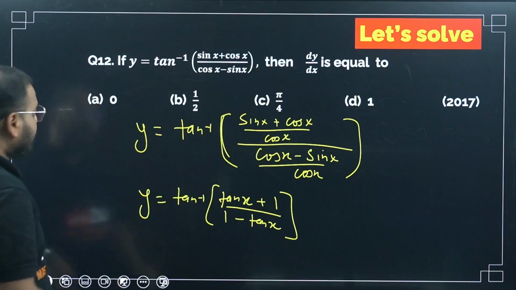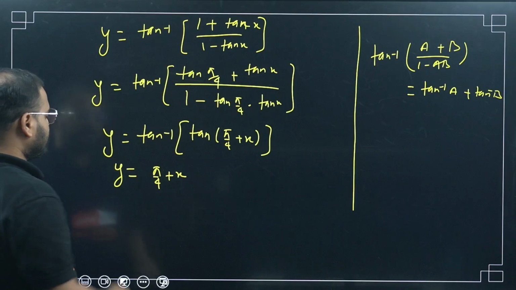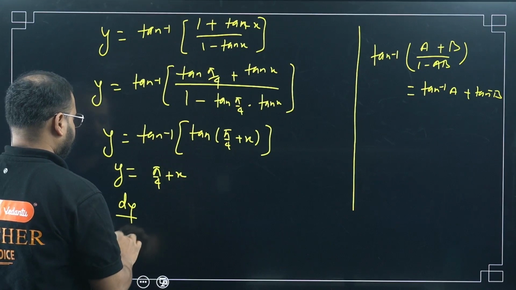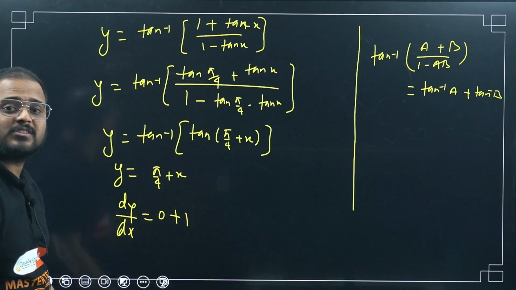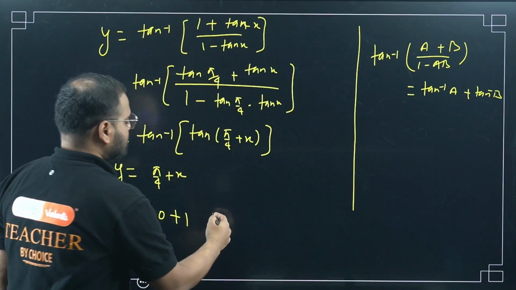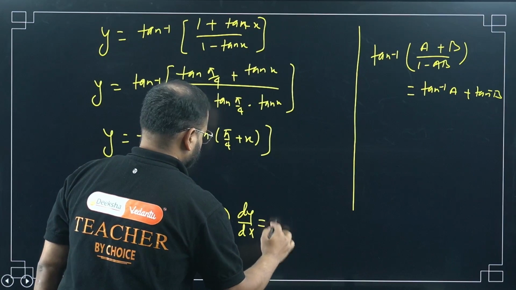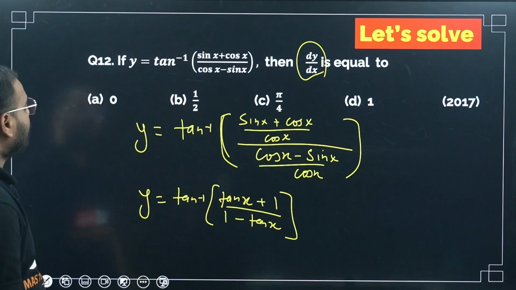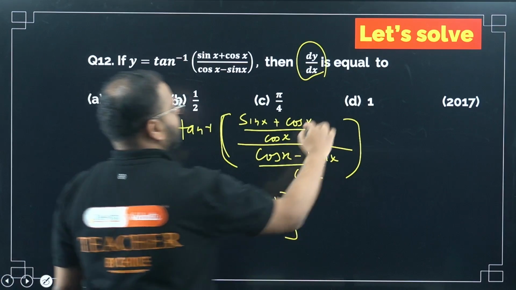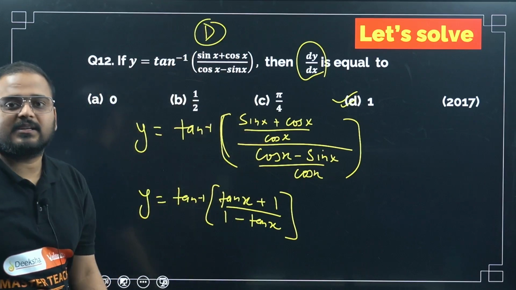What are they asking us to find? dy by dx. Find it here. 0 plus 1. Pi by 4 is a constant, so 0. For x it is 1. How much is the answer? Okay. Alright. The answer is D. Yes, the answer is D. Okay.